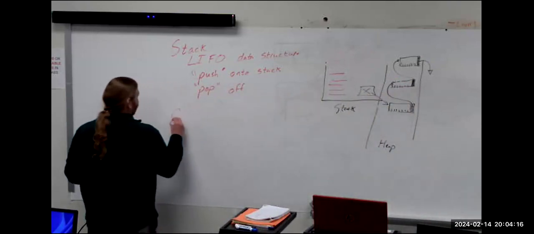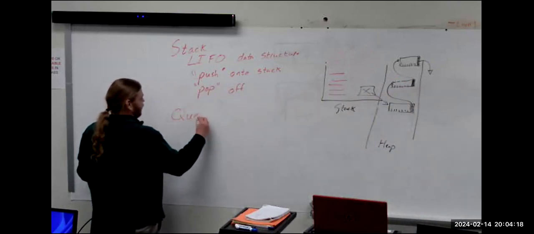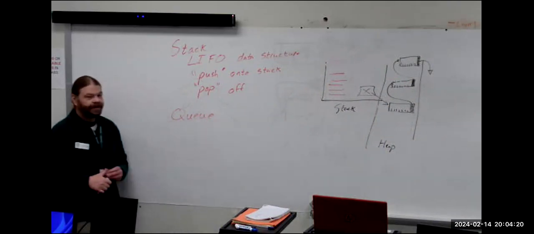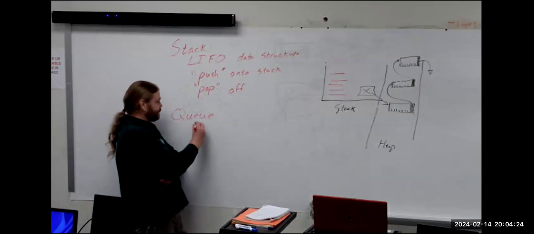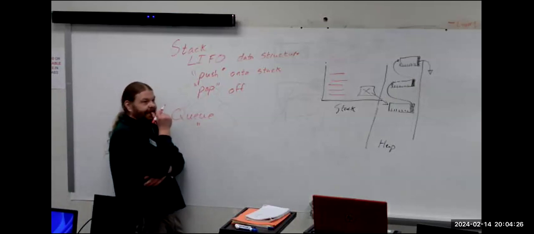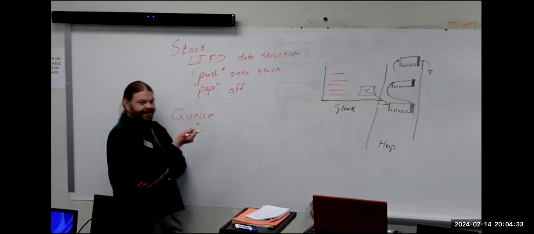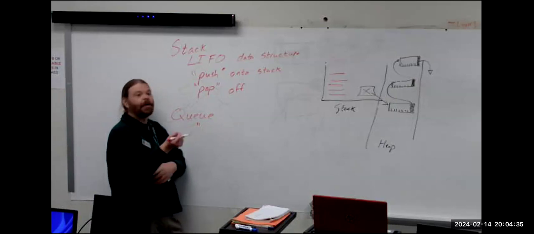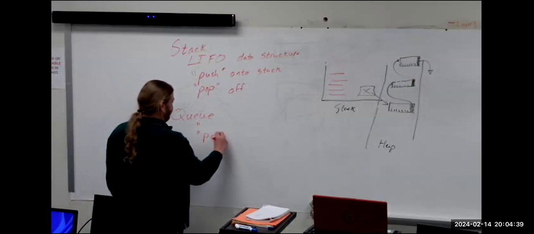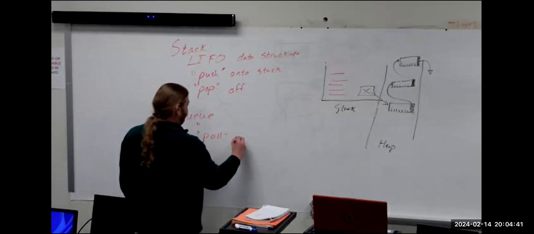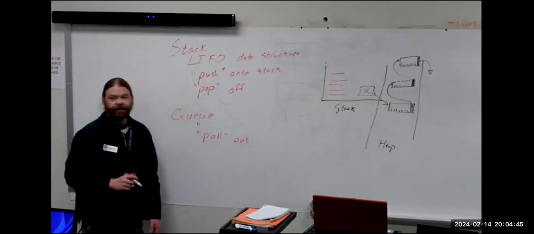A queue, English spelling, Q-U-E-U-E. The U-E-U-E is silent. I always forget this. Poll is one of them. Poll is remove, right? I think so. Like in cricket, the game. Yeah, poll. Poll is remove. We poll from the queue, out of the queue.